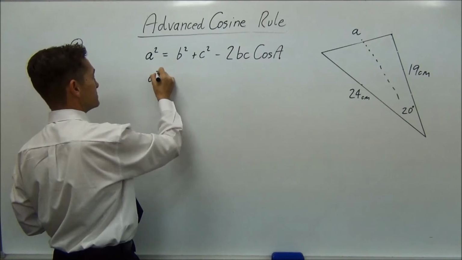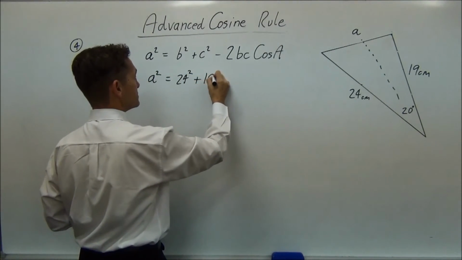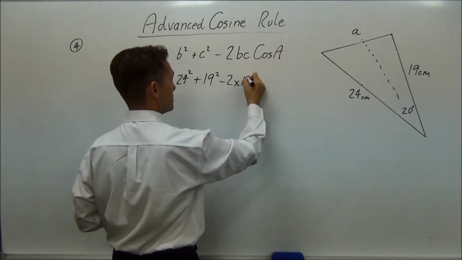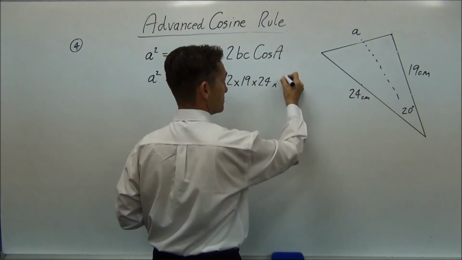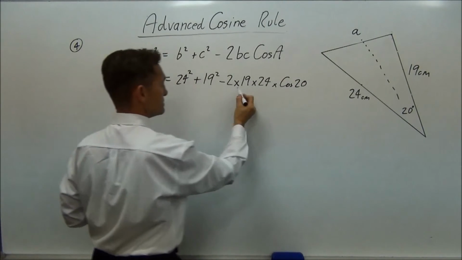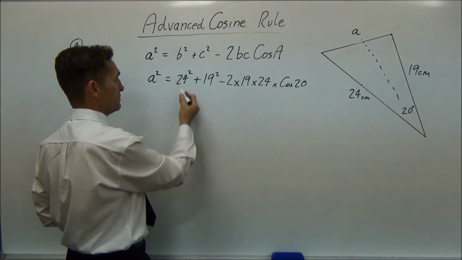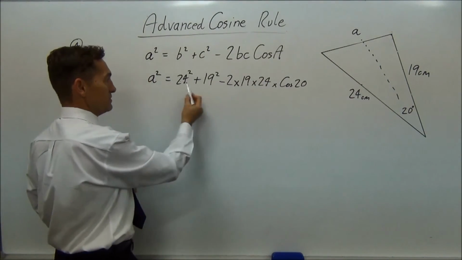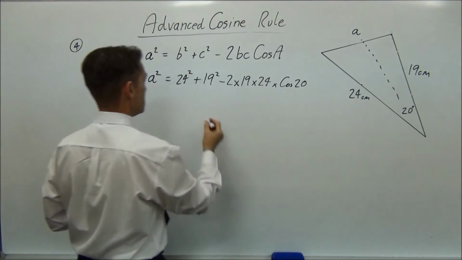So we're going to go A squared equals 24 squared plus 19 squared minus 2 times 19 times 24, just changing them around, multiplied by cos 20. Like I said, it doesn't matter which order you put B and C in. Okay, I've written B, then C, then C, then B. Doesn't matter, because you're plussing there, and this is one big multiplication.